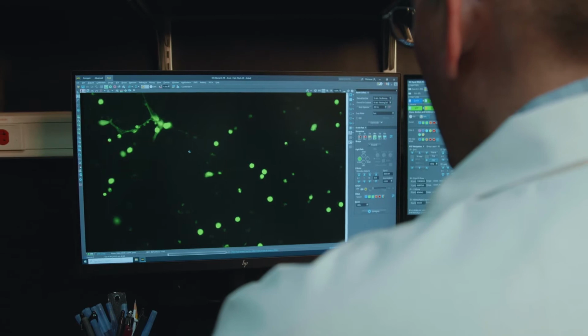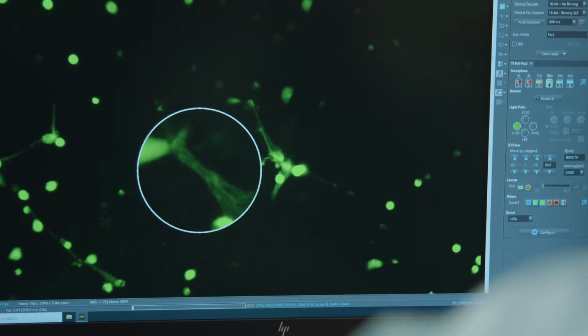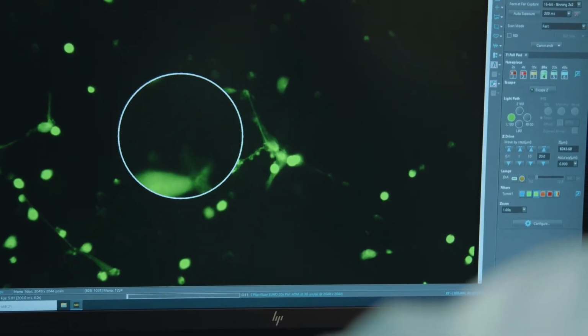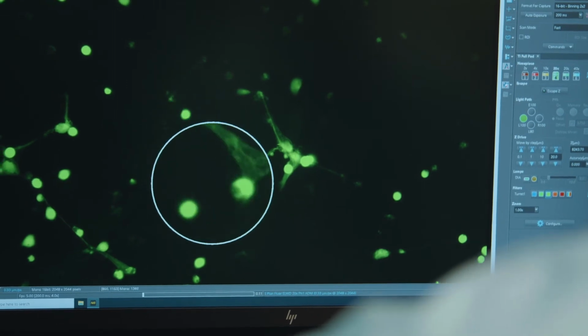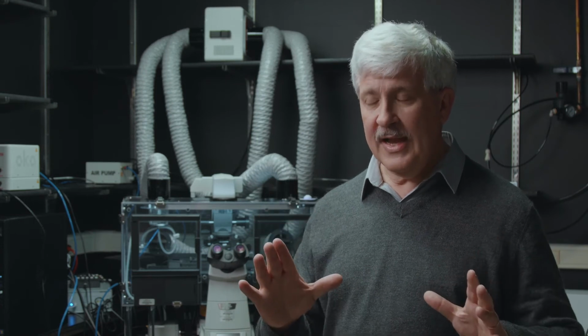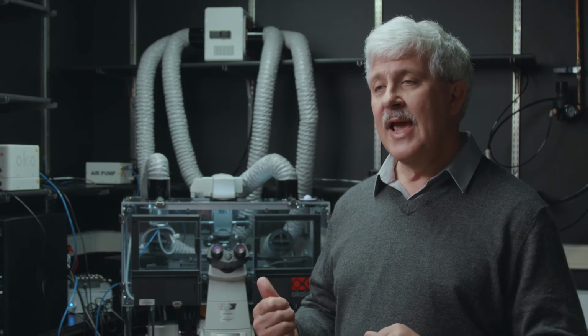We also can use fluorescence. Fluorescence allows us to label the cells or parts of the cells with a very specific molecule, which is going to excite with one wavelength or one color of light and then emit in a different color. And then we capture that second color and use that as part of our imaging process.